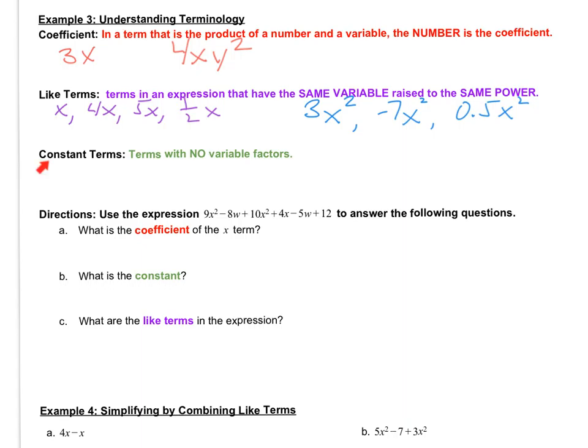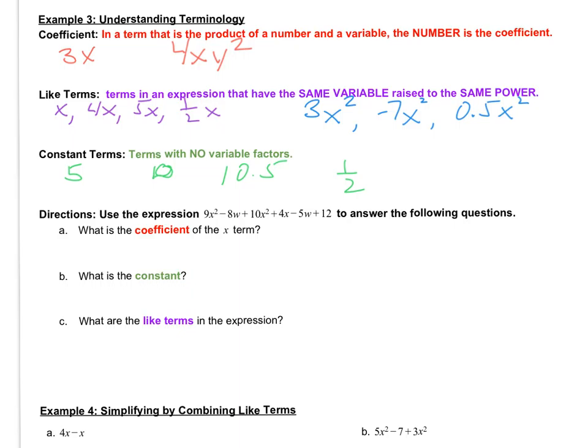My next definition are constant terms, and constant terms are terms with no variable factors. So for instance, a constant term would be something like the number 5, the number 10, the number 10.5, the number 1/2, anything that doesn't have a variable with it is called a constant.